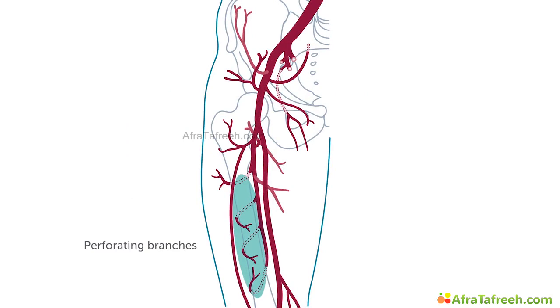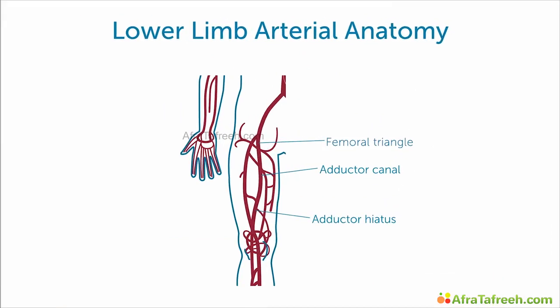medial and posterior thigh. After exiting the femoral triangle, this area here, the superficial femoral artery continues down the anterior surface of the thigh via a tunnel known as the adductor canal, as we can see here. During its descent, the artery supplies the anterior thigh muscles. The adductor canal ends at an opening in the adductor magnus, which is known as the adductor hiatus.